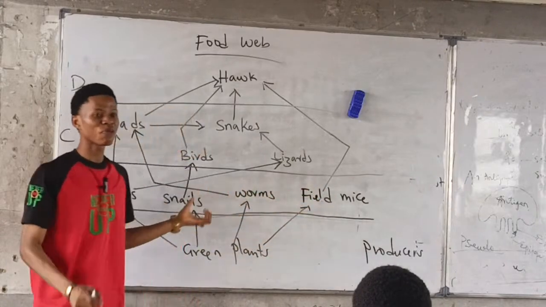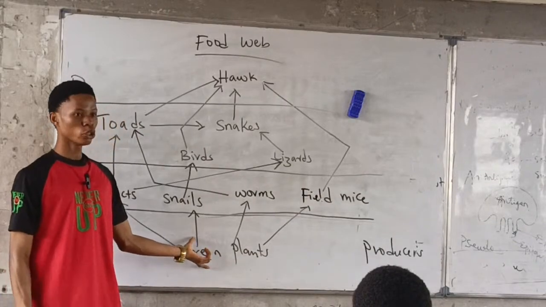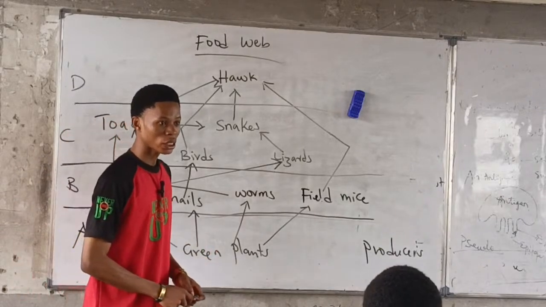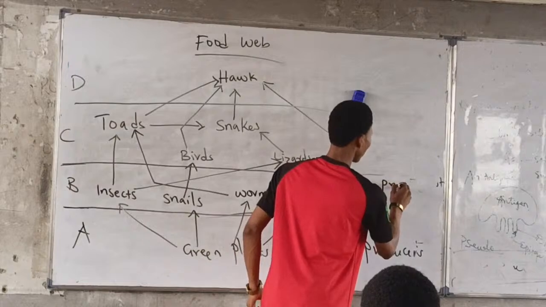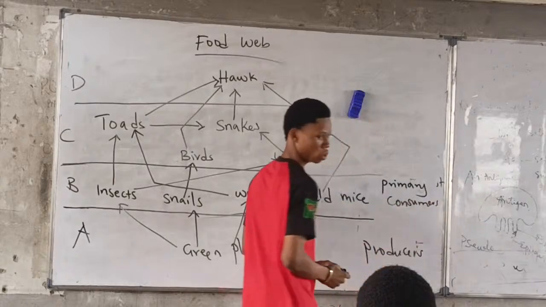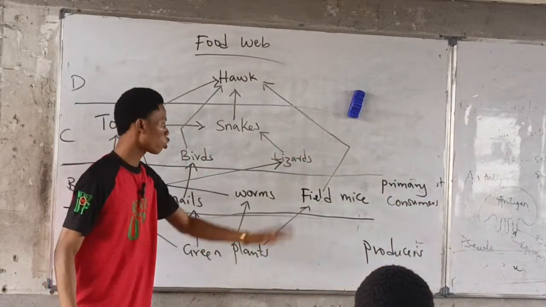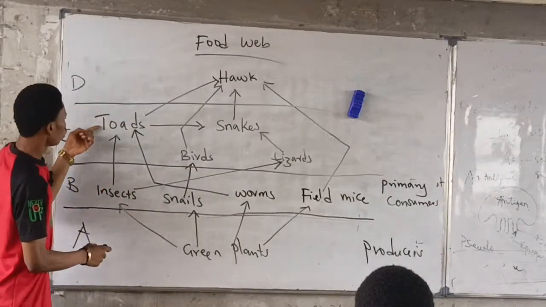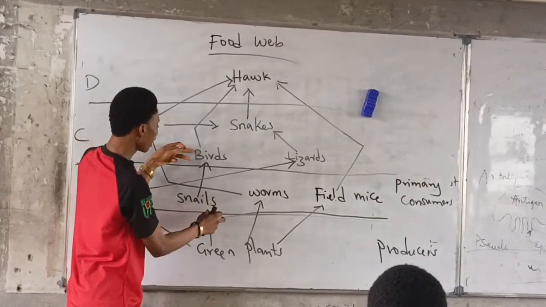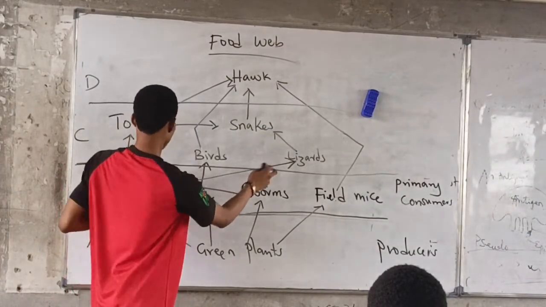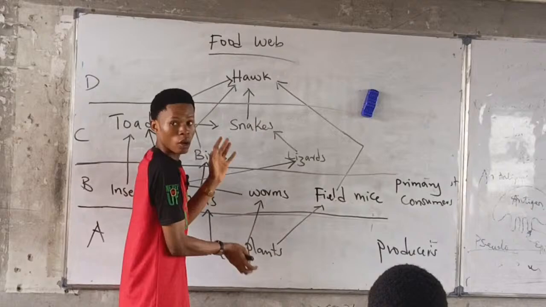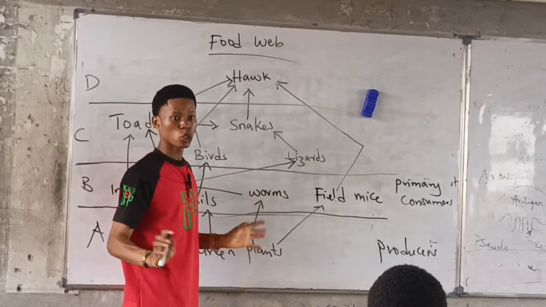So all these ones that feed directly on the producer, they are called what? They are called what? Primary what? Primary consumers. I'll give you questions on the past question immediately I'm done with this. Primary consumers. Now if you look at this, toads can feed on insects, right? Toads can also feed on worms. Birds can feed on snails. Lizards can feed on insects. As you can see, the structure itself is complex, right? That's why it's a complex feeding relationship between organisms.